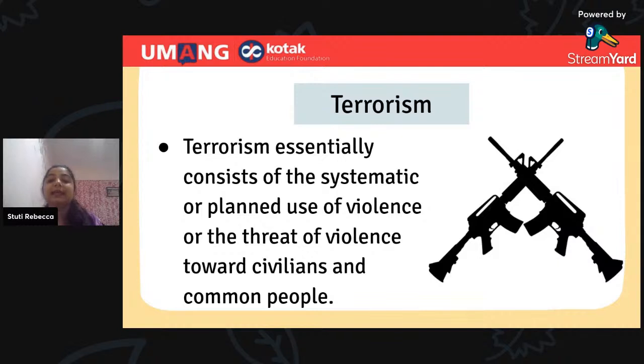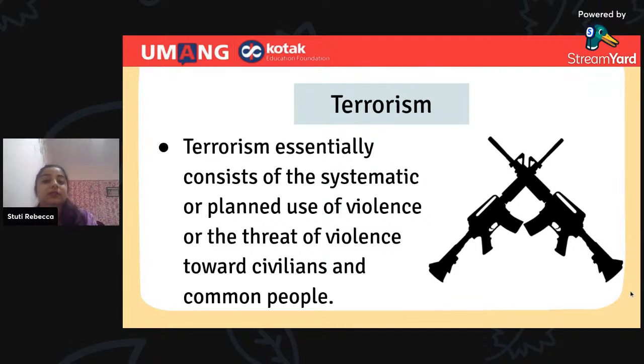The next one is terrorist attacks. That is terrorism. So, what is terrorism? It essentially consists of systematic or planned use of violence. That means whatever happened is already pre-planned, or the threat of violence towards civilians, groups or societies with the intent to kill, injure, harm, or intimidate through fear and terror. It is often done in pursuit of political or ideological goals. All right. I hope you all know that.